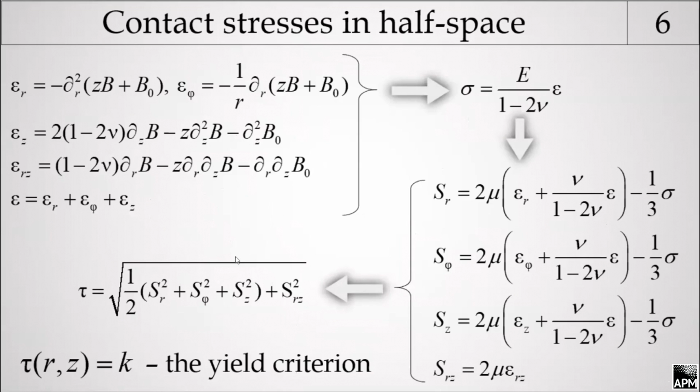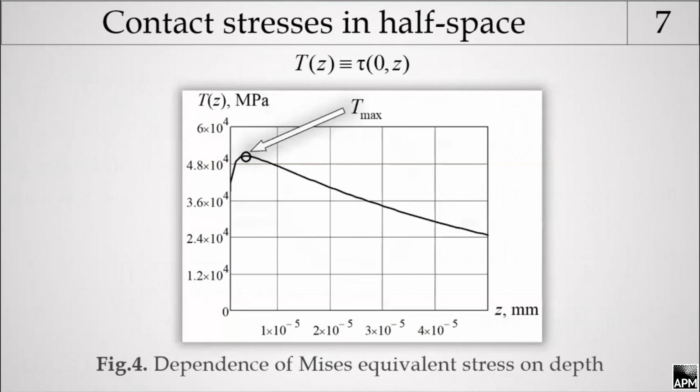Here we can see how the strains are expressed in terms of harmonic functions b and b0, which I mentioned at the previous slide. After finding the stress deviator, we get the Mises equivalent stress, tau. The Mises equivalent stress achieves its maximum at some depths, as we can see at the picture.